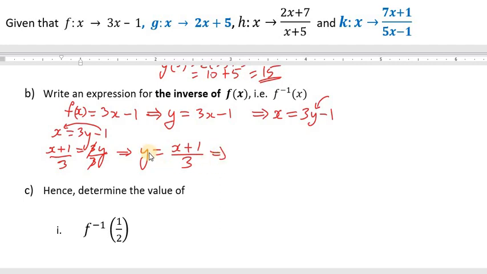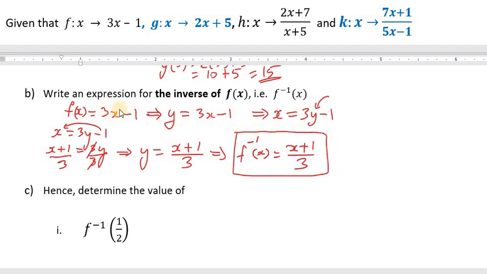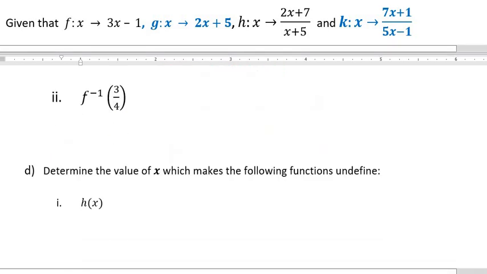We want to write this y as the inverse. Remember, this y represented f of x. So this y will represent the inverse of f of x, which is x plus 1 over 3. So if it's simple like this, you can actually go from the original function straight to the inverse without going through these steps. If it's this simple. All right, so that's our inverse of f of x. Let's go on to the next question.